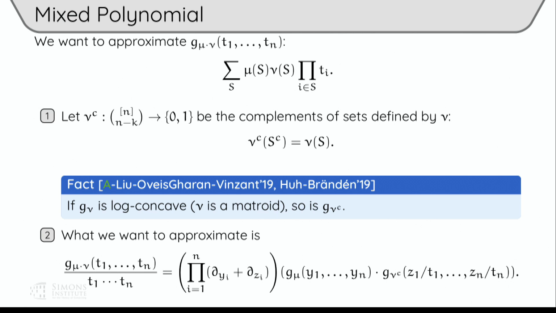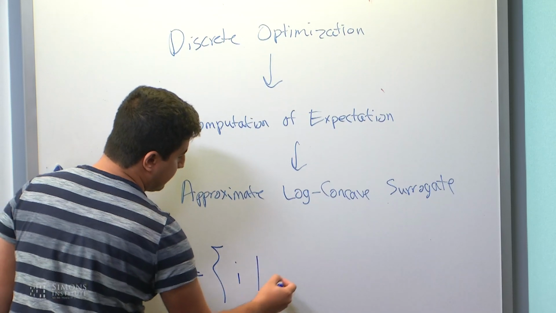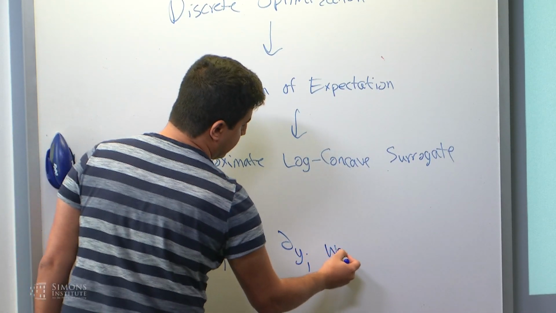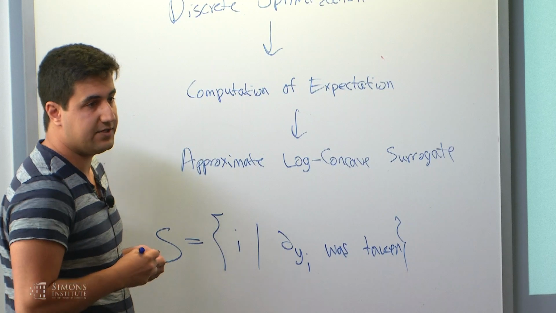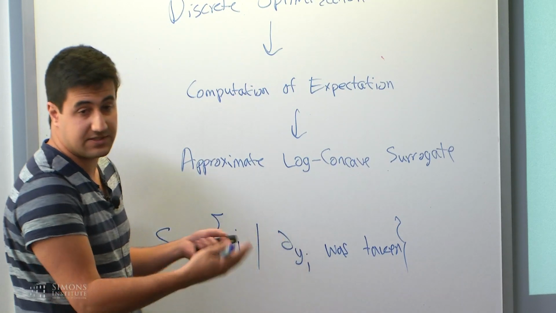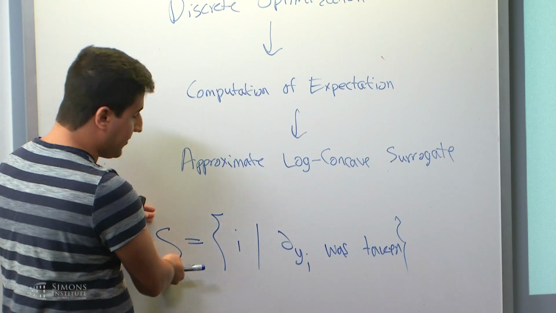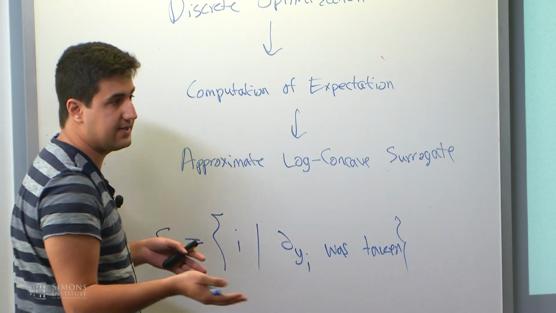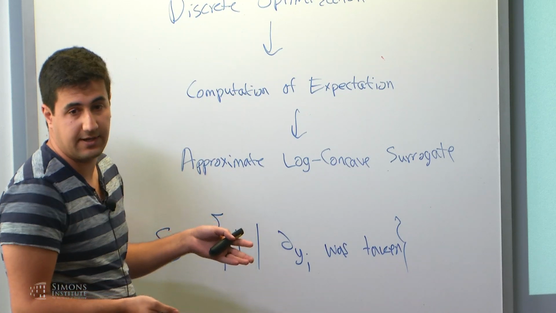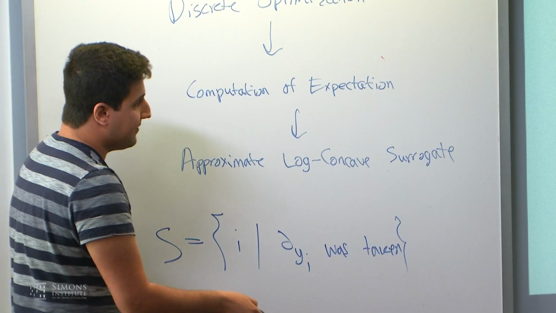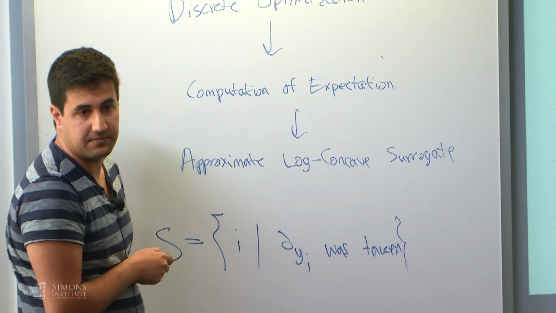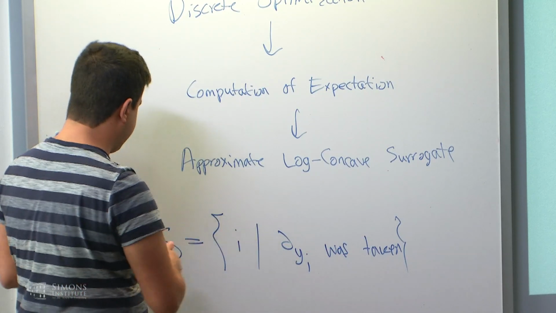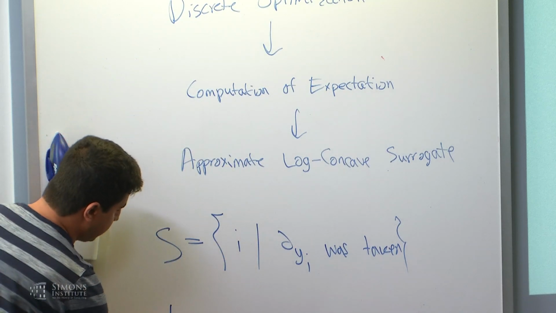For every choice of partial yi's versus partial zi's that you take, I can form this set S, which is the set of indices at which I took partial yi. Now when you expand this out, the partial yi's are only applied to g mu. So now you're applying this operator.